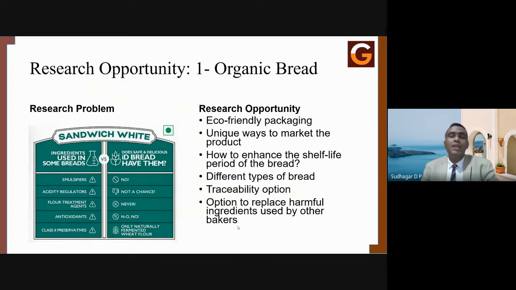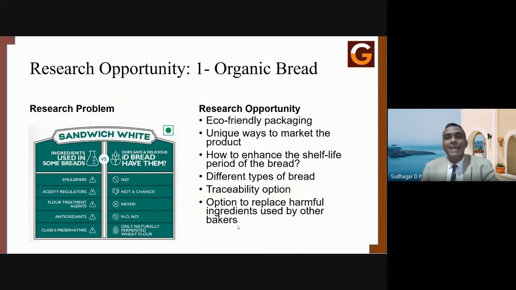It is available only in a few of the stores. So it's very important for ID Bread to find ways to uniquely market this product. You can conduct research to understand how ID Bread can be uniquely promoted in the market so that more customers get to know about this bread, which does not have any kind of artificial ingredients, and they can purchase this bread.